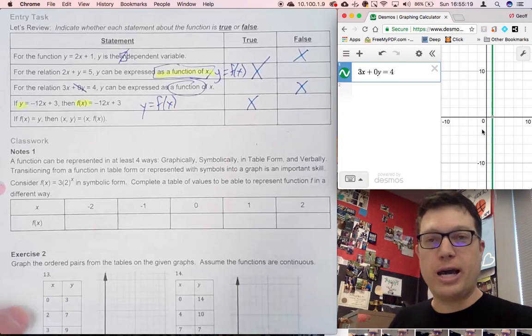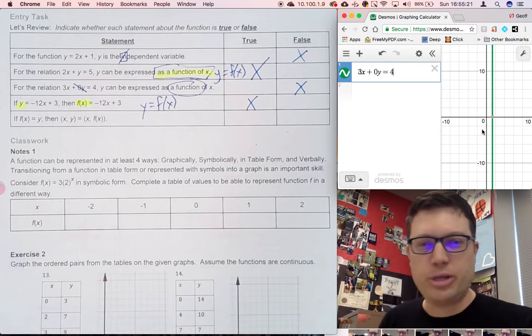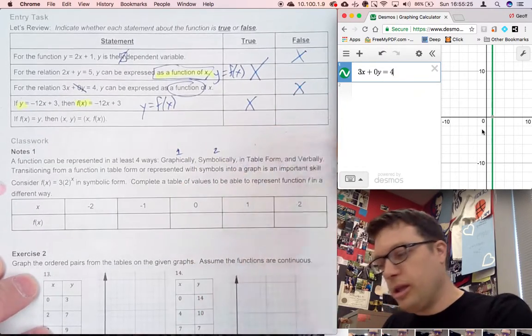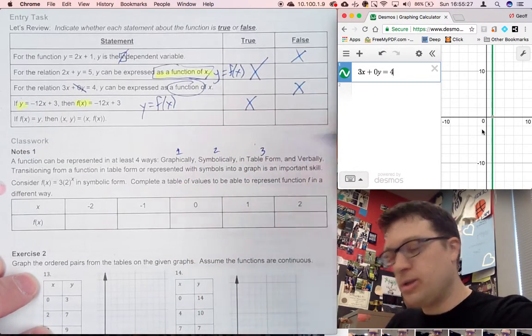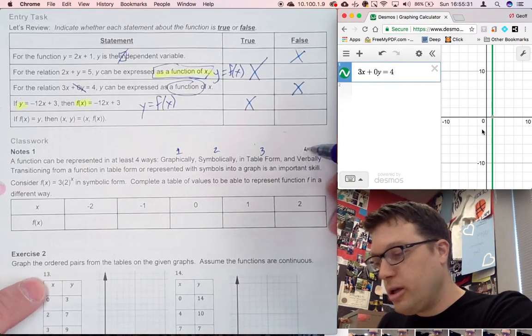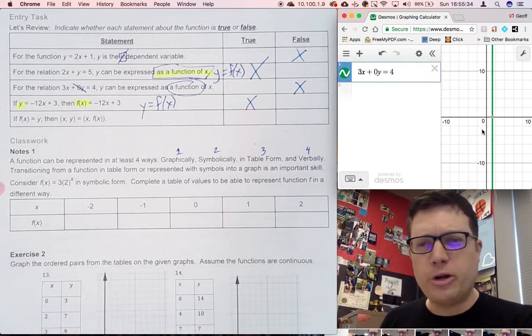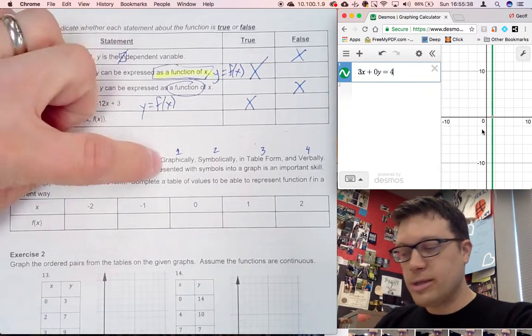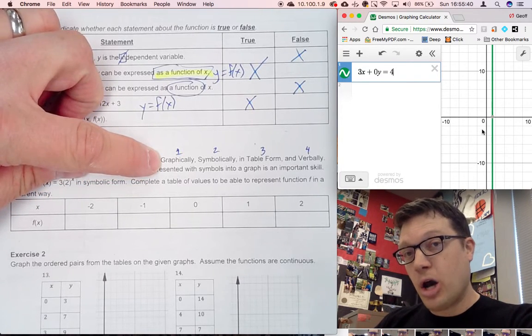And we'll make sure that lessons 9 through 14 really study these 4 ways: graphically, symbolically, in table form (I'll say that as the word tabular from time to time), and verbally. Like this, the rule of 4 for functions. It's really good to be able to understand how a function works if you can understand what it looks like as a line on a graph.